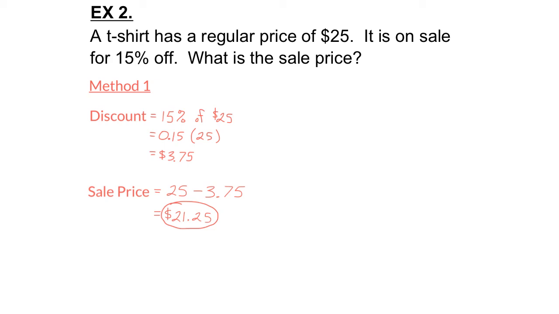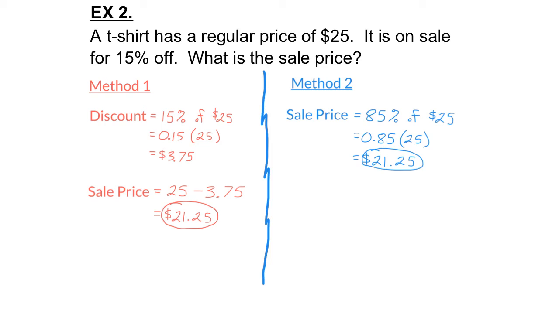I'm going to show you a second method here that will get the same answer. It might be a little bit less time consuming. So you'll get to look at it and see if you like it. In this one, we just calculate the sale price directly. If you're getting 15% taken off the price, what percent of the price are you paying? Well, they have to add up to 100%, so if you're taking off 15%, that means you're left with 85% of the price.